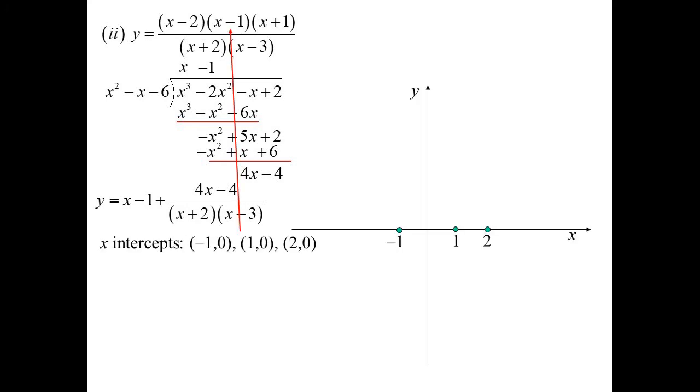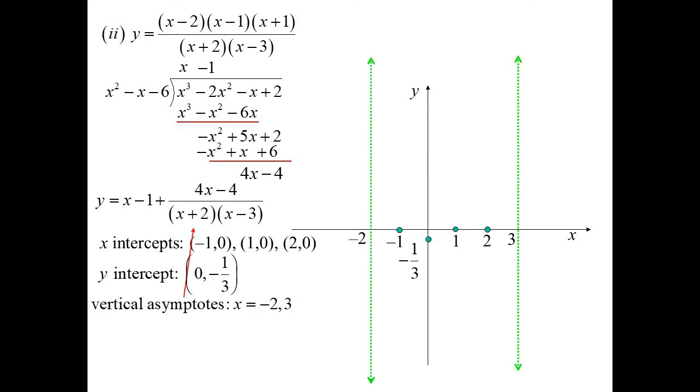Let's get all our information. X-intercepts: go back to the original one, which has already been factorised for us, saves us some time. So we've got x equals 2, x equals 1, and x equals minus 1. Plot those in. Okay, y-intercept, substitute in 0, we get negative 1/3. Vertical asymptotes: the bottom of the fraction can't equal 0, so we will get minus 2 and positive 3.